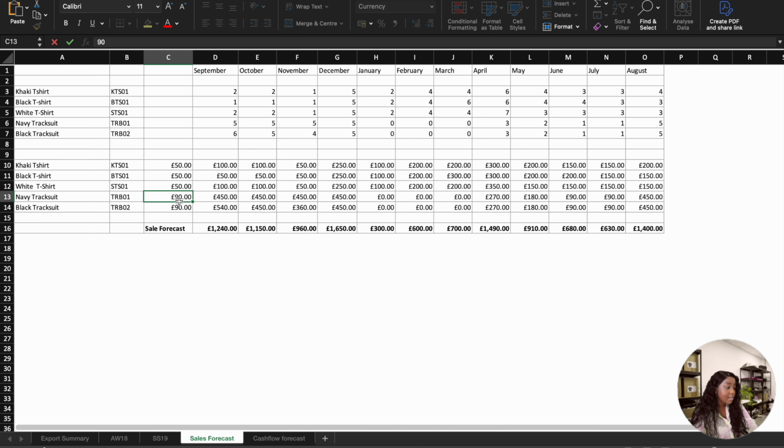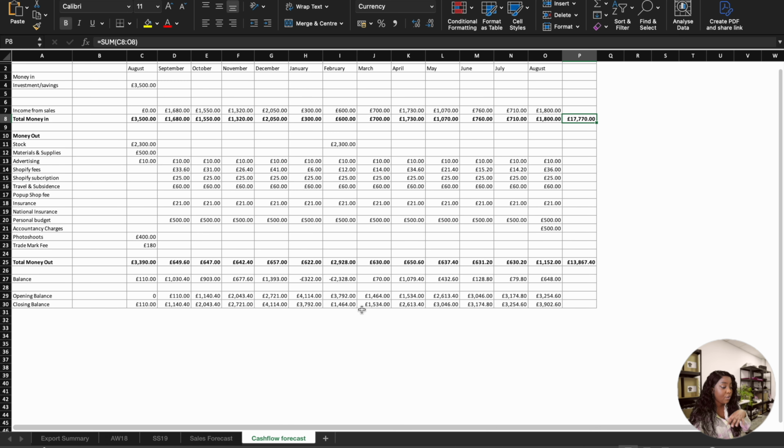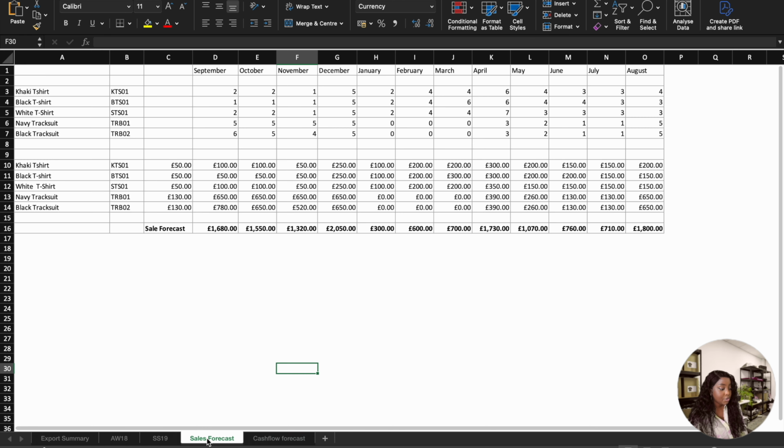So I'm going to say, okay, my t-shirt is actually going to be £50 and my tracksuit is going to be £130, and just by simply changing these figures, it's going to change everything in our cash flow, and hopefully we're going to have a positive balance, which we actually do. We end up having a closing balance of £3,902 just by simply adjusting some of these prices.